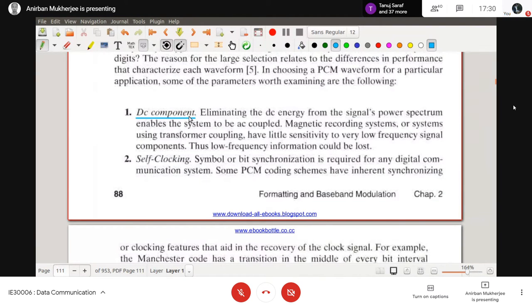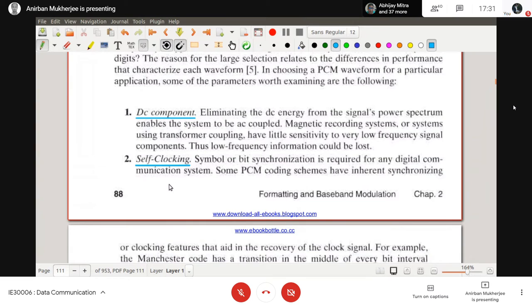AC coupling means, say, I have some sort of an inductive effect in between, say I am transmitting something, wireless power transfer and so on. If a transformer principle is there, then a transformer generally has very little sensitivity to low frequency, just like the DC; you cannot go up and down through a transformer. So the low frequency information will be lost. That's why I have to choose a signaling waveform for which the DC component or low frequency component is as minimal as possible. Another thing is self clocking.